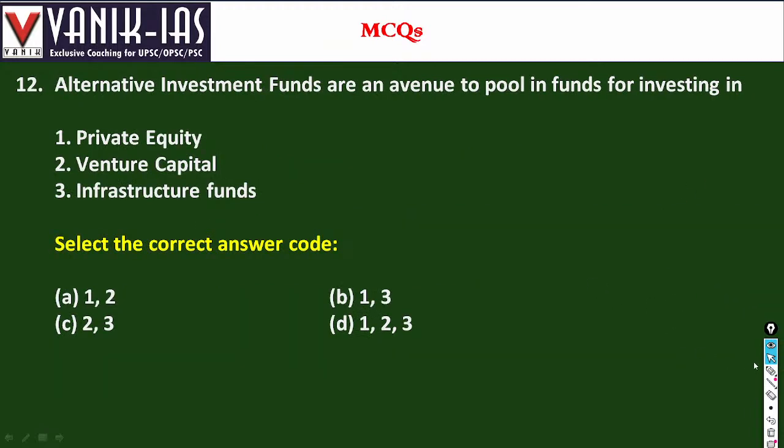Alternative investment funds are an avenue to pool funds for investing in private equity, venture capital, and infrastructure funds, which are called alternative investment funds. These are three categories of alternative investment funds. First, private equity. Second, venture capital, when a particular person wants to invest in your company because they realize that your company has great potential for development.